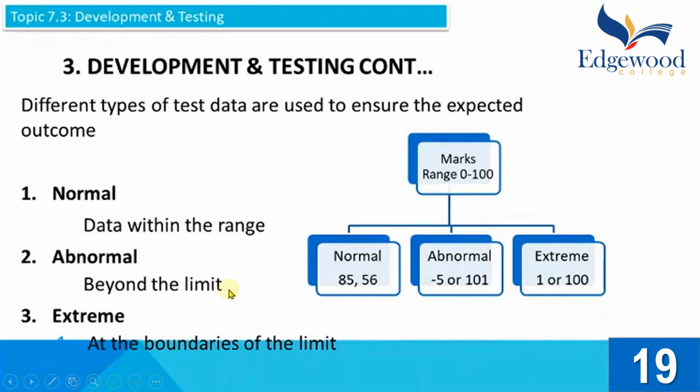But for the abnormal, these are data that are outside the boundary. They are beyond the limits. For example, it could be any value less than 0 or any value greater than 100. It could be letters or other non-numeric data, or non-integer values as well. So in the case of the abnormal, we could have minus 5 or 101, because they are outside, beyond the limits of acceptability. For extreme, they are at the limit of acceptability, at the boundaries of the limit. For example, it could just be 0 or 100. For 1 to 100, we have 1 or 100, just the two end values, the first and the last.